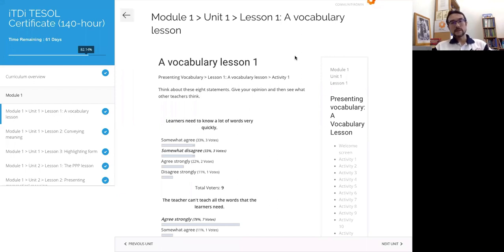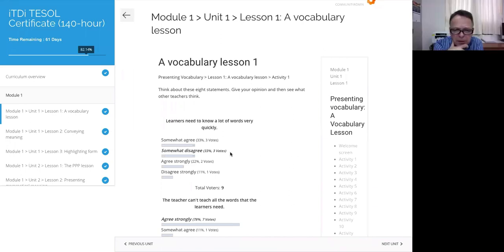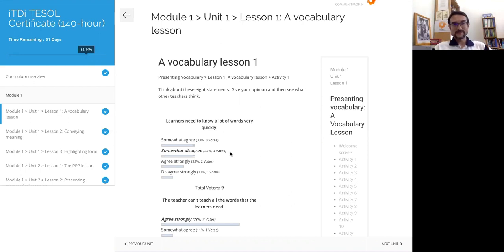So in this first activity, we're asked to think about some different statements regarding learning and teaching vocabulary. And here you can see actually I've already answered and clicked on my vote. And once you click on your vote, you get the other votes revealed. Okay. And the first one was that learners need to know a lot of words very quickly. And for me, you can see I somewhat agreed with this statement. How about you, Steve? Was it somewhat agreed or somewhat disagreed? Sorry, somewhat disagreed. Okay.